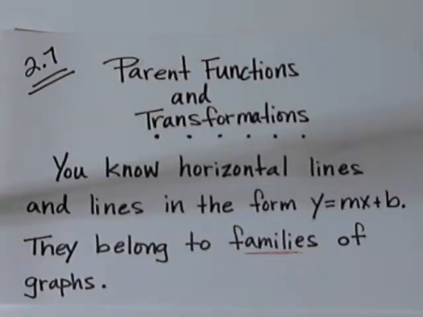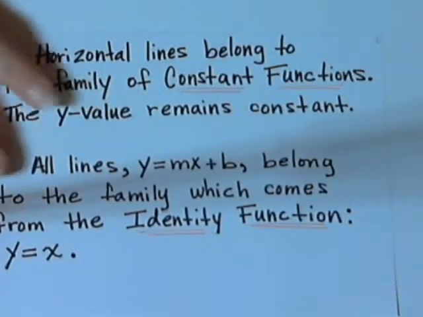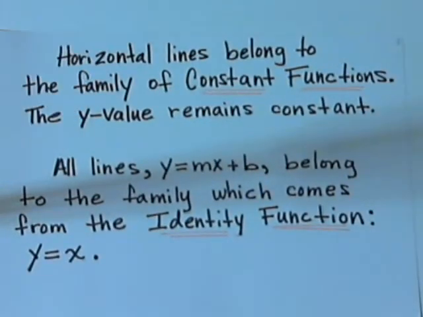2.7 Parent functions and transformations. You know horizontal lines and lines in the form of y equals mx plus b. They belong to families of graphs. Horizontal lines belong to the family of constant functions. The y value remains constant. All lines y equals mx plus b belong to the family which comes from the identity function y equals x.